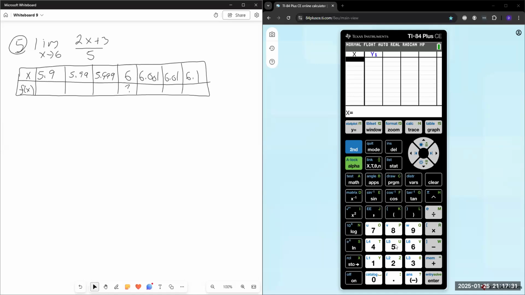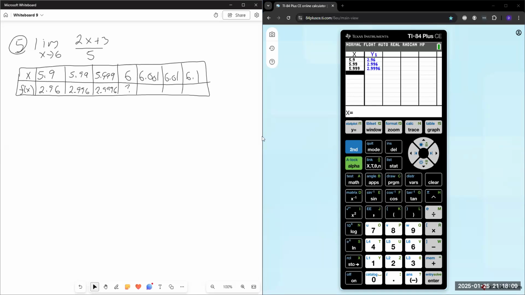So I'm going to type in 5.9 and I get 2.96. And I'm going to type in 5.99 and I get 2.996. And then 5.999 and I get 2.9996. So I got a pretty good idea what's going on there.